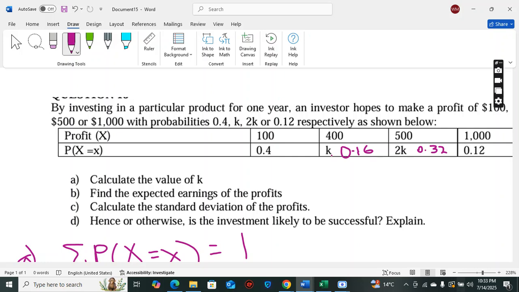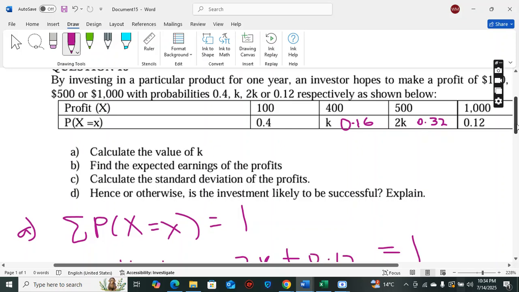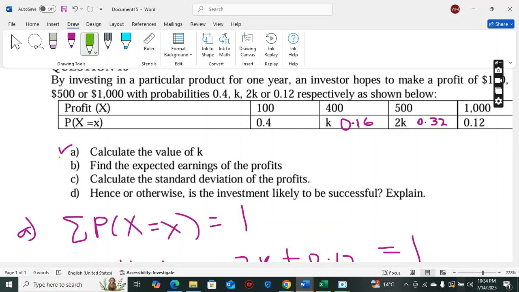Not necessarily proving the question, but how can I say this? You need to put these values into the table so that you can solve the next part. Yes. So, next part is find the expected earnings. Okay, who will guide us on this one?